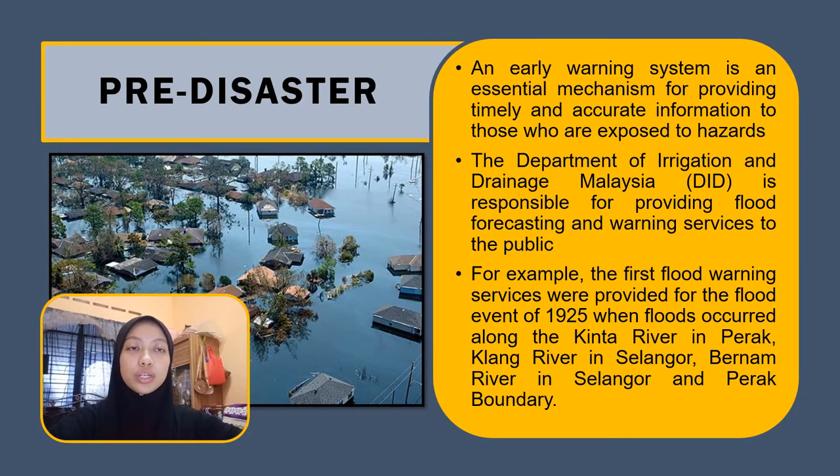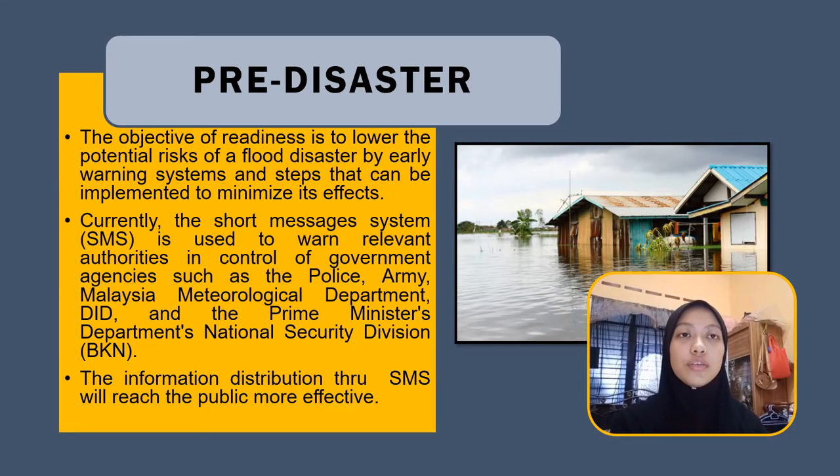Pre-disaster is an early warning system that is essential mechanism for providing timely and accurate information to those who are exposed to the hazard. The Department of Irrigation and Drainage Malaysia, DID, is responsible for providing flood forecasting and warning service to the public. For example, the first flood warning service was provided for the flood event of 1925 when the flood occurred along the Kinta River in Perak, Klang River in Selangor, Bernam River in Selangor and the Perak boundary. The objective of the readiness is to lower the potential risk of the flood disaster by early warning system and steps that can be implemented to minimize its effects.